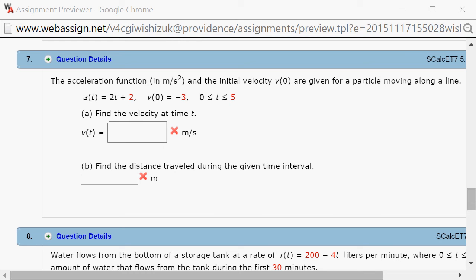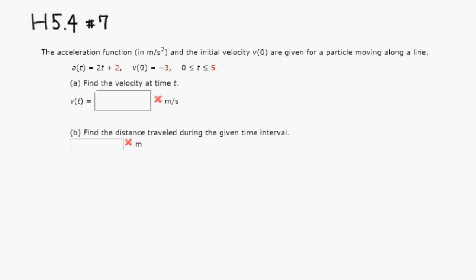Alright, let's look at homework 5.4, problem number 7. For part A, all you have to do is find the velocity function. We take the antiderivative of the acceleration function, which is 2t plus 2, with respect to t. The antiderivative of 2t would be t squared, and the antiderivative of 2 would be 2t. And then you have plus some constant c.